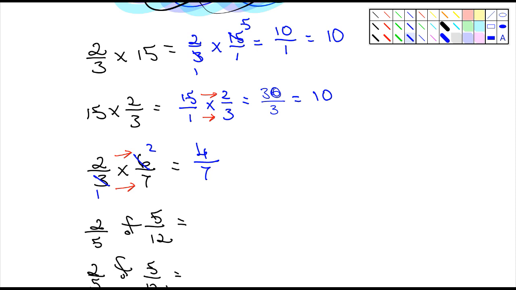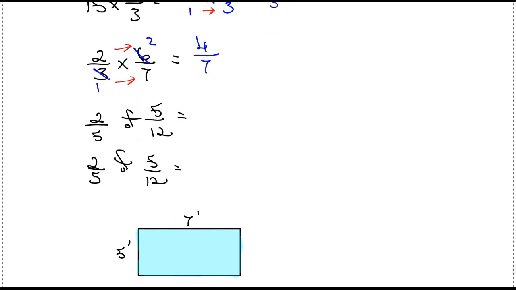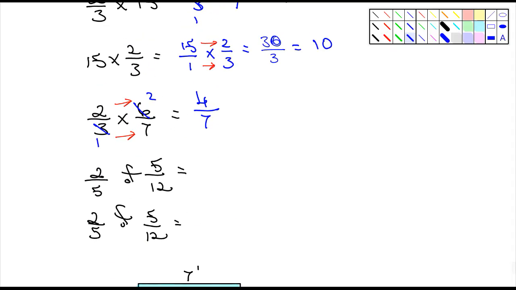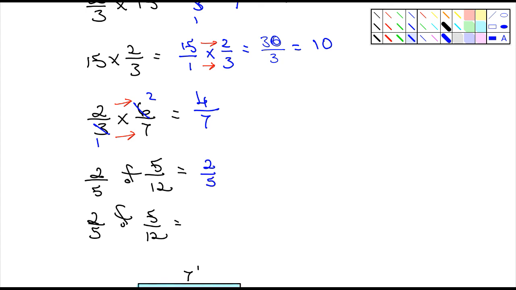Now, a section or two ago, they had some problems where they used the word "of." And so here, looking at this one right here, we have 2/5 of 5/12. Well, that "of" is just another way of saying multiply. So if that helps you, you could rewrite it as 2/5 times 5/12. Can we do any cross canceling? Oh yeah, we sure can. 5 and 5 right there, and then also the 2 and the 12.